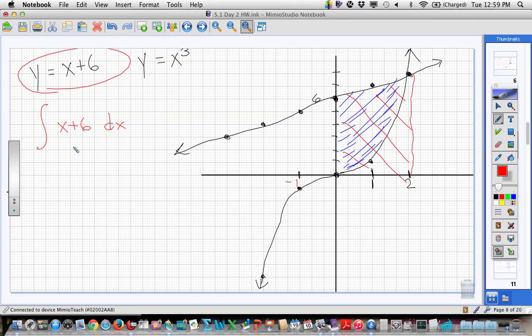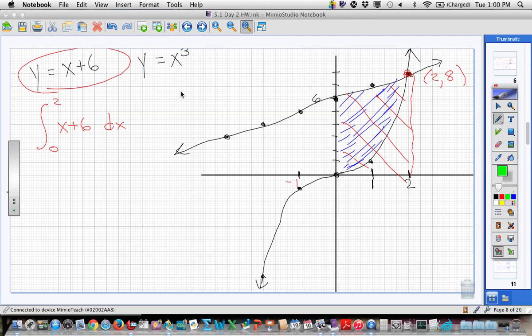Now, oh, and by the way, that integral would go from where to where? This point of intersection is important. You would have to find that point of intersection. It's 2, 8. If you put a 2 into this, you get 8. Put a 2 into here, you get 8, right? So that's a key point we'd have to find. Okay, so this would be the integral from 0 to 2.